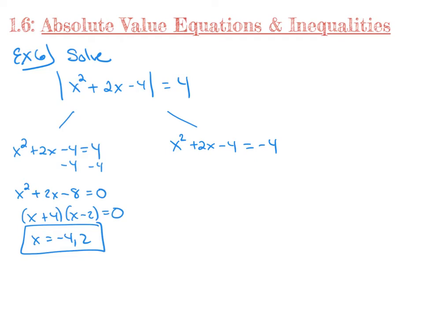Okay, for the other equation, we're going to add 4 this time to both sides, making all the 4's cancel. x squared plus 2x equals 0. That factors by taking out a common factor of x, leaving us with x times x plus 2. So our two answers must be 0 and negative 2.